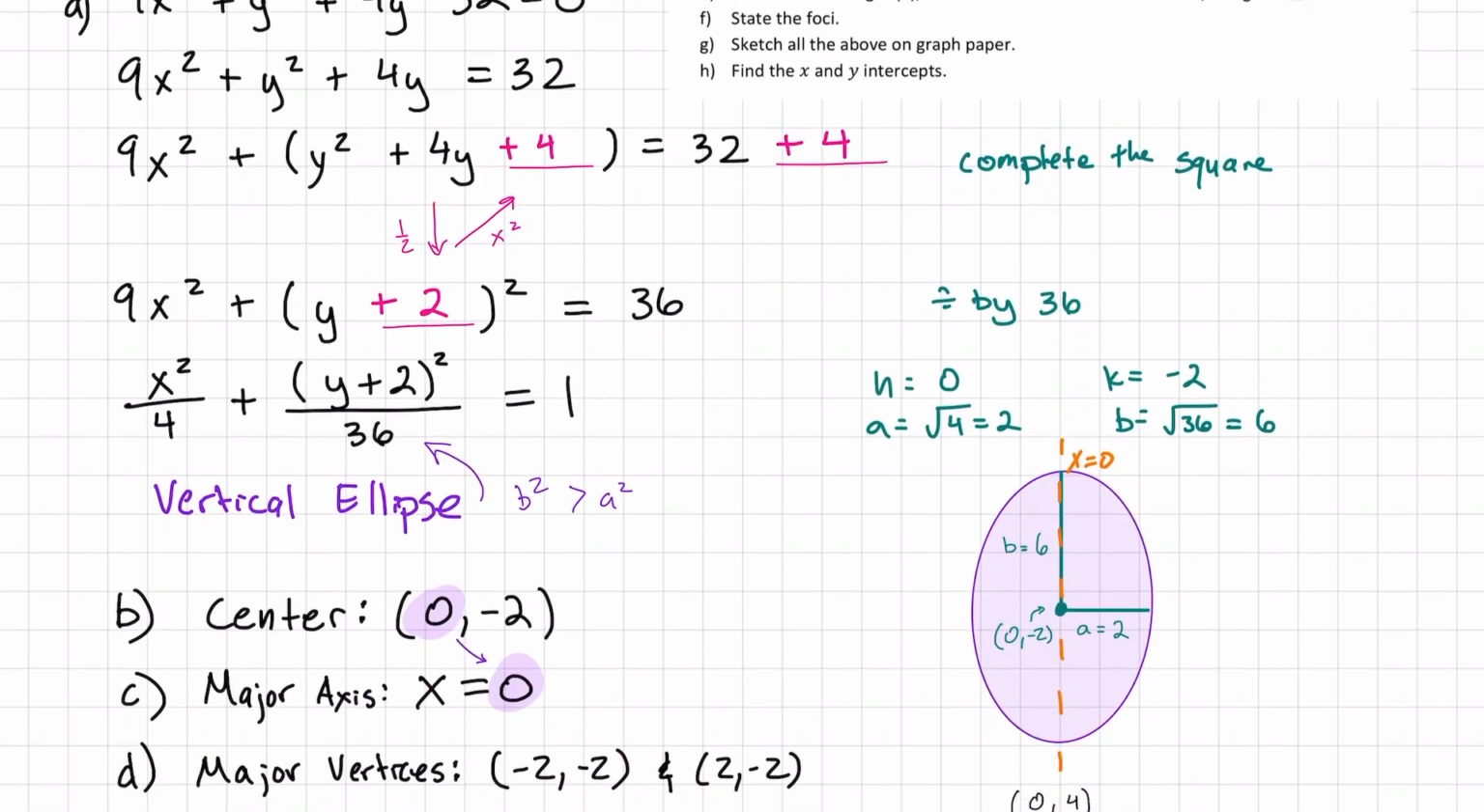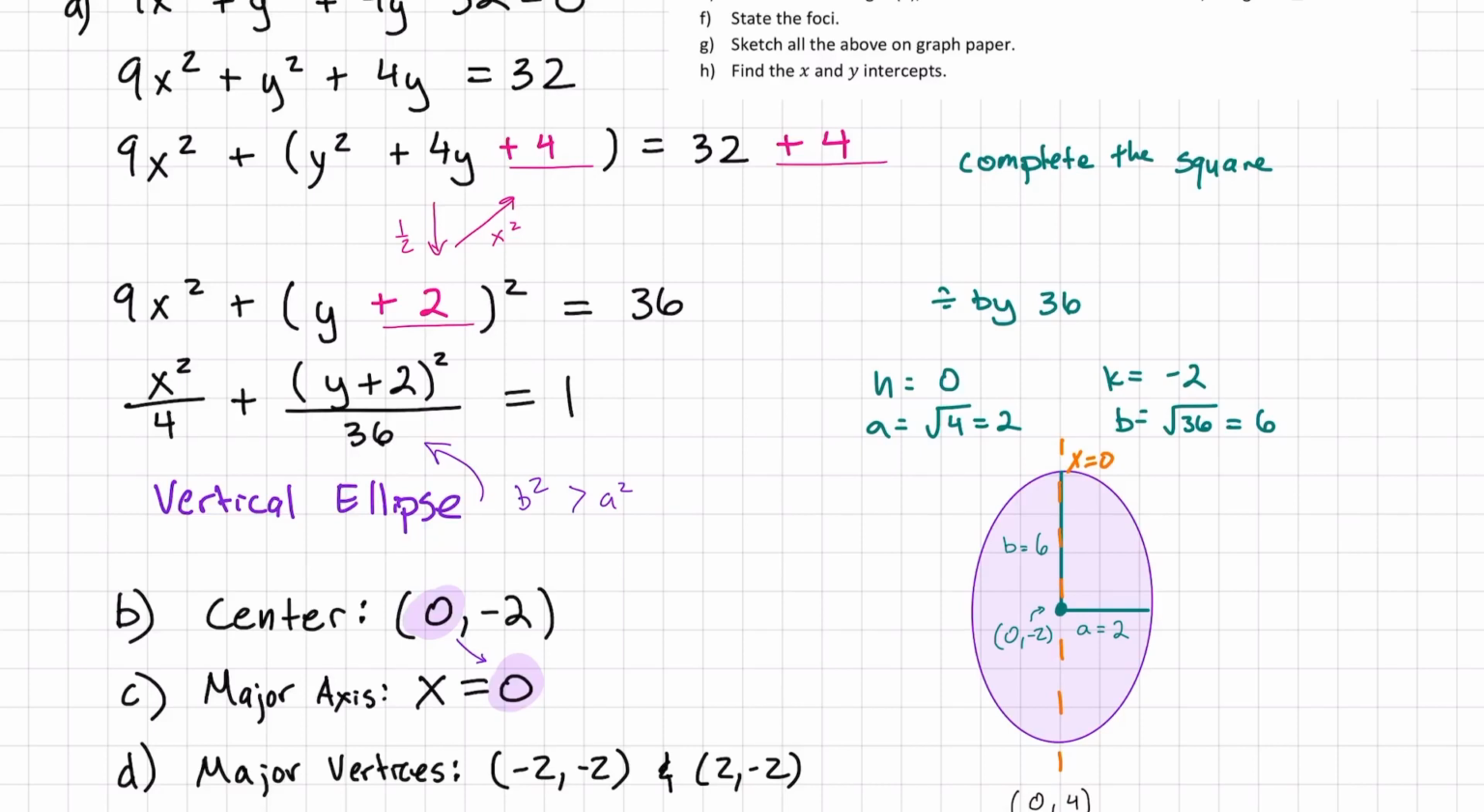All right, so then I add my terms together and I get 36. And then I can divide everything by 36. So when I divide everything by 36, the 9 and the 36 reduce to a 4 in the denominator. Nothing reduces, and we just have a 36 here. And 36 over 36 reduces to 1. So now we have our standard form of the ellipse.